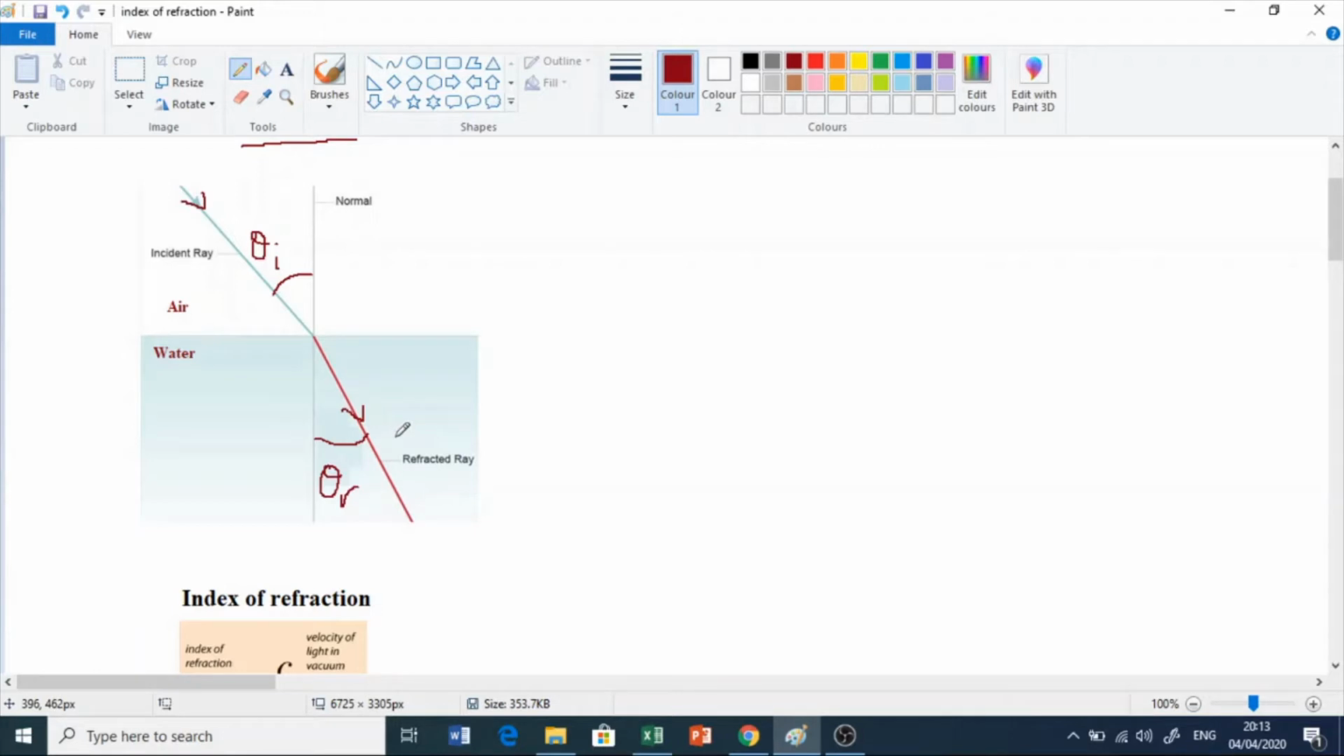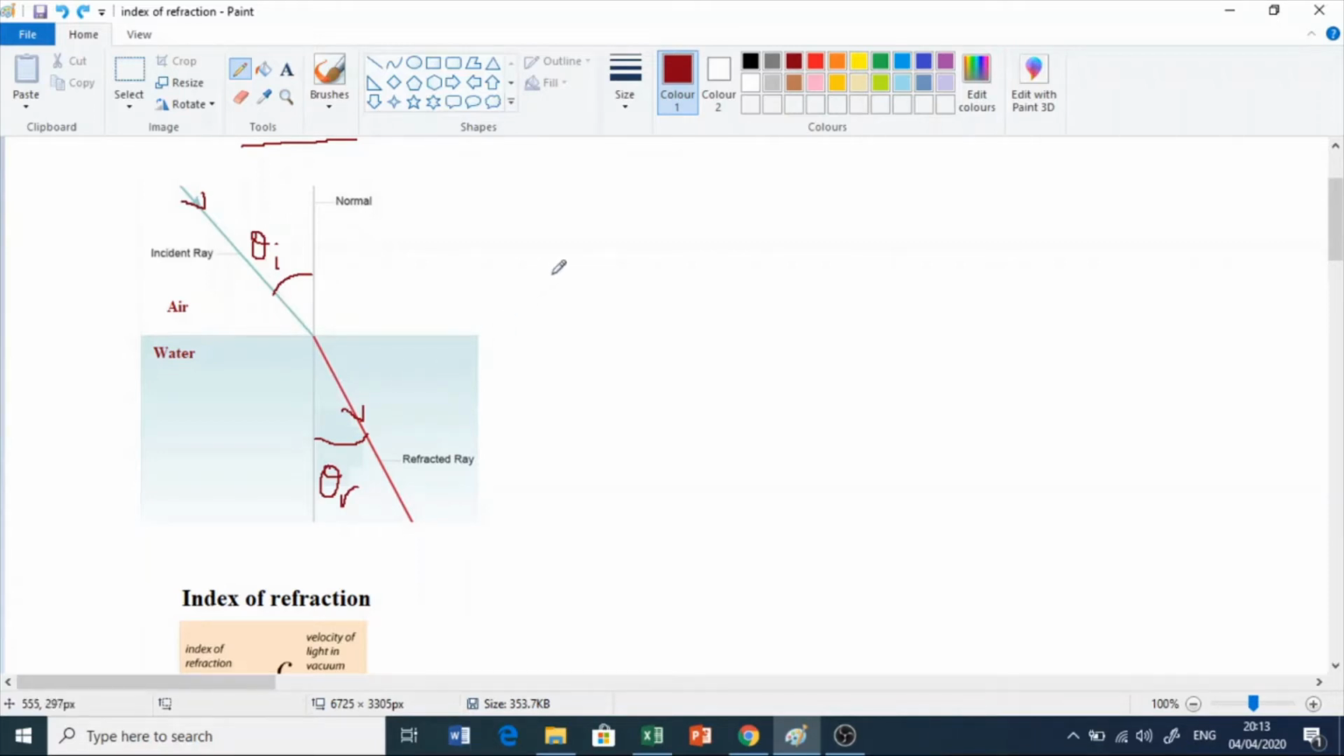And as you see, when light attempts to move from one medium to another one, it does not move in a straight line, but instead it is bending. In this case, from air to water, it is bending toward the normal.